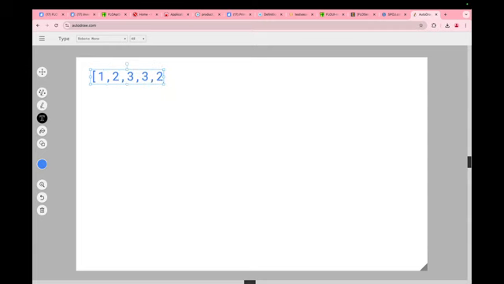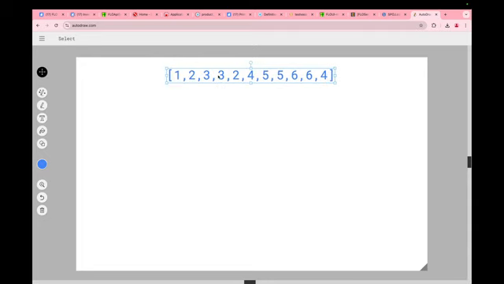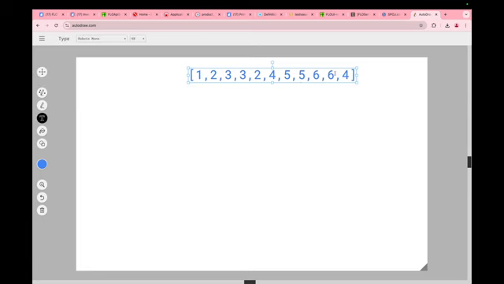3, 3, 2, then 4, 5, 5, 6, 6, and then 4. Okay, so this is our tree right now. Let's understand how we can make a tree based on this array, how to get a tree from this array, and then we will understand how to approach the solution. So this is our tree.